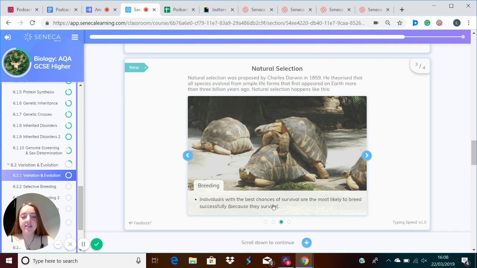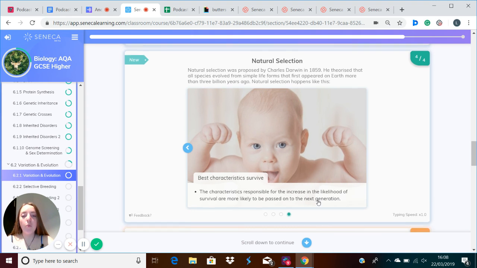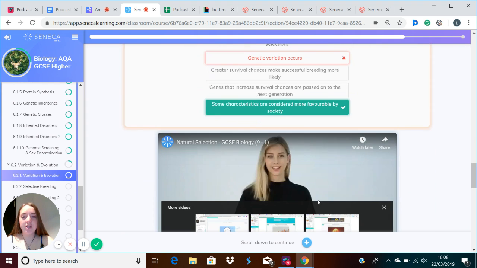Individuals with the best chances of survival are the most likely to breed successfully because they survive. The characteristics responsible for the increase in the likelihood of survival are more likely to be passed on to the next generation.